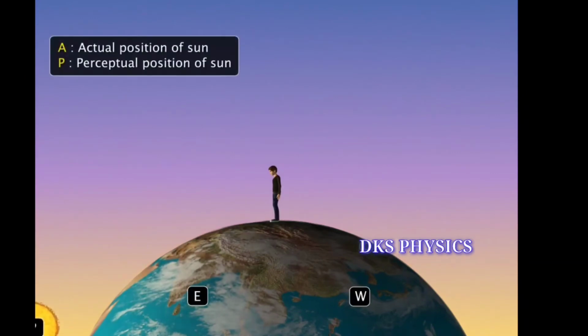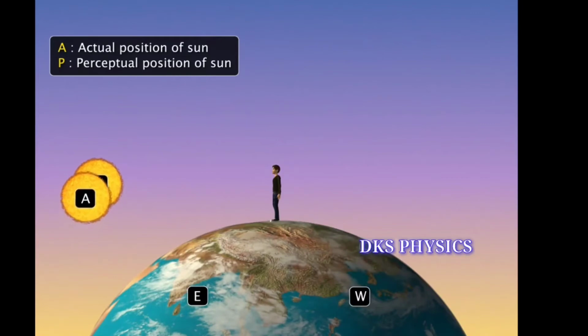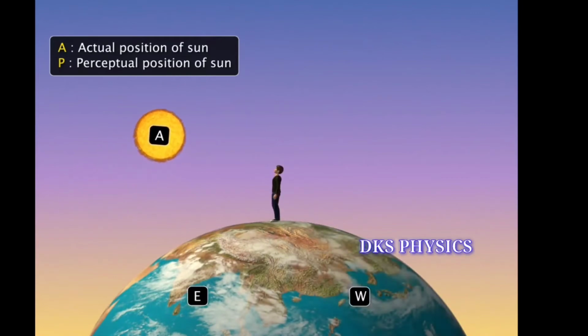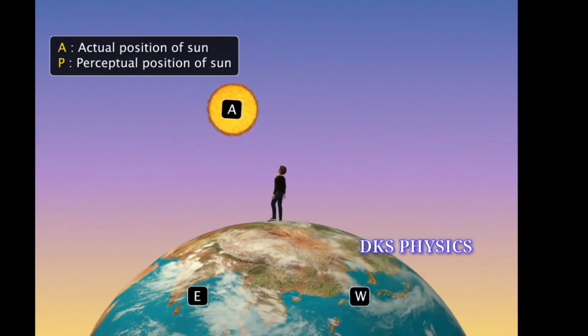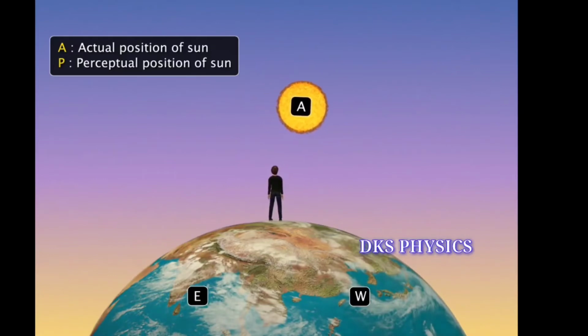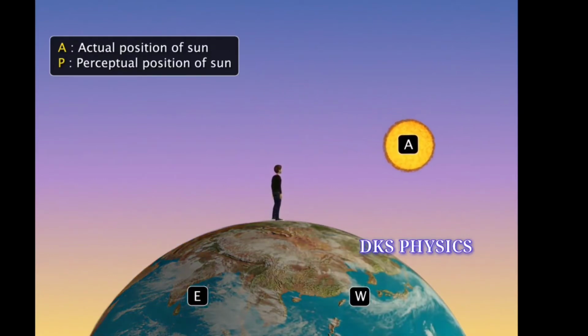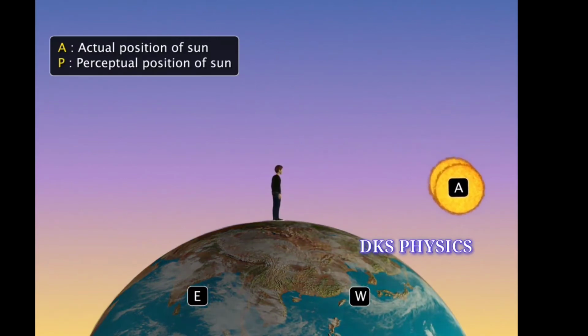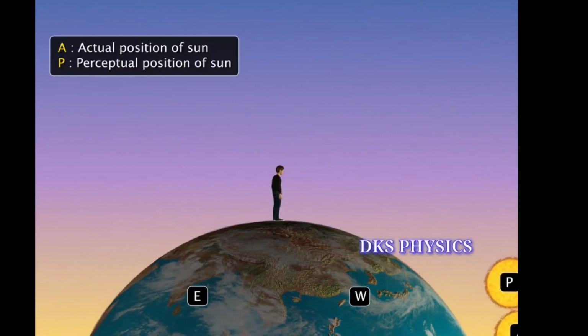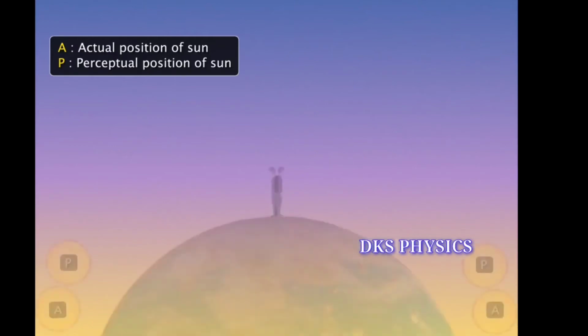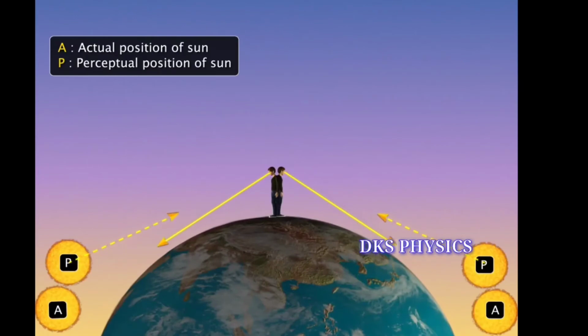You know, we are able to see the sunrise 2 minutes before the actual sunrise. We are able to see the sunset 2 minutes after the actual sunset. This is also the effect of atmospheric refraction.